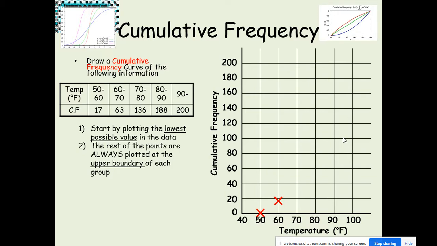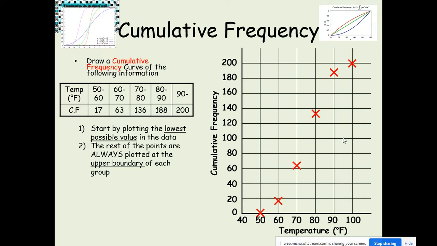So what is the upper boundary of the second one, 60 to 70? Well, of course, it's going to be 70. And the cumulative frequency now is 63. So you plot it over there. You go along at 70 degrees, then up to around 63, so just above 60. The next one now, 70 to 80. The upper boundary is 80, and then it would be 136. Then 90 would be 188. Then 90 to 100, that should be okay.